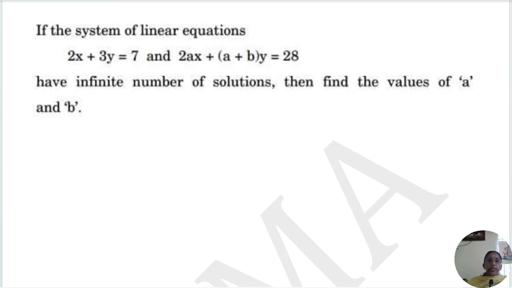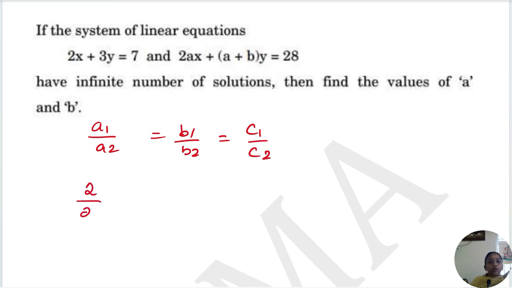If the system of linear equations 2x + 3y = 7 and 2ax + (a + b)y = 28 has an infinite number of solutions, find the values of a and b. For an infinite number of solutions, the condition is a1/a2 = b1/b2 = c1/c2. So according to our equation, this is 2/2a, 3/(a + b), and here it is minus 7 divided by minus 28.